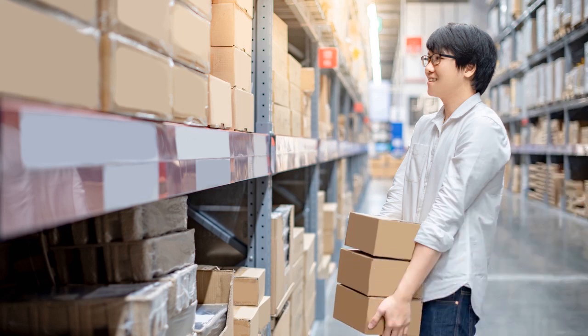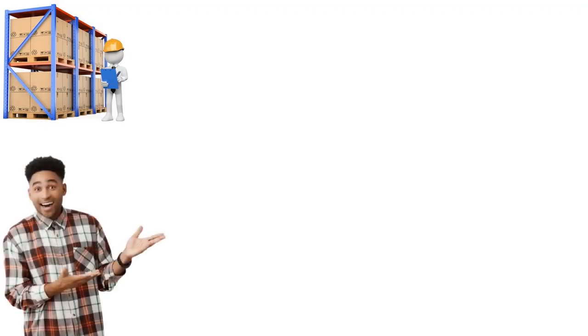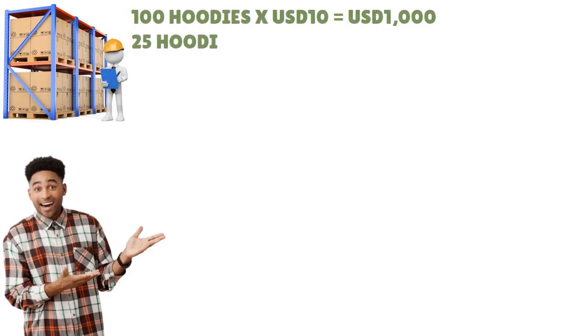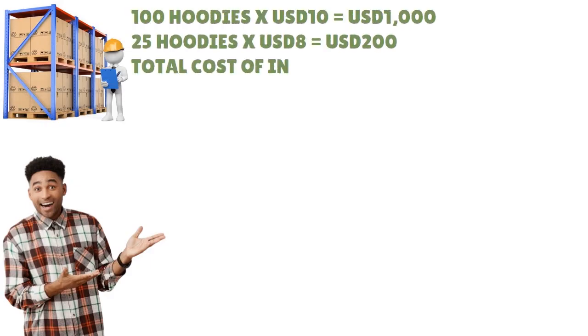Let me talk to you now about LIFO. Last in, first out, or LIFO, evaluates inventory based on the assumption that the last items purchased in your inventory will be the first to be sold. Using the same example as earlier, here is how your inventory totals will be determined by LIFO. The first order on November 17th will be, and I'm putting this on the screen, 100 hoodies, 25 hoodies, and total cost of inventory at $1,000.